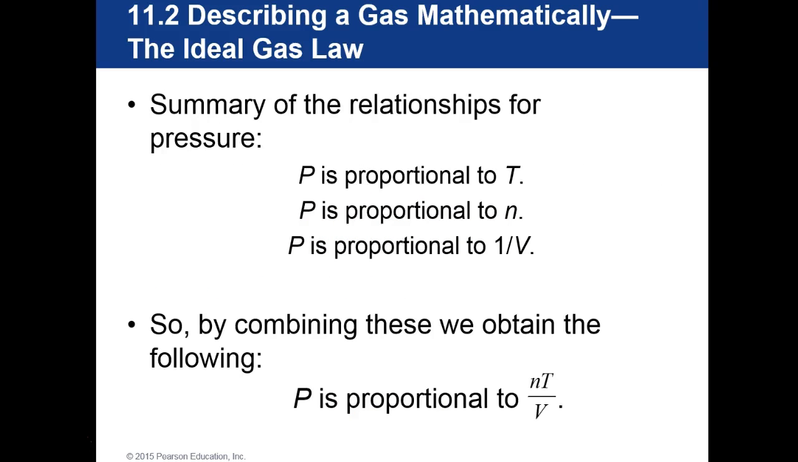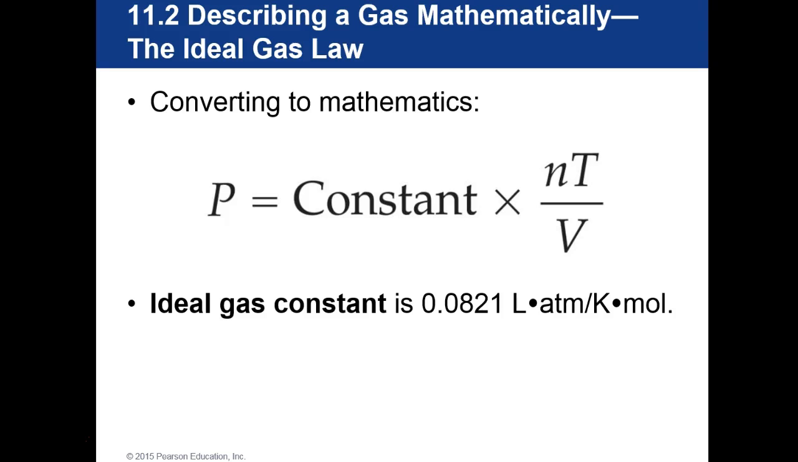So here's a summary of those relationships. Pressure is proportional to temperature, pressure is proportional to the number of moles, and pressure is proportional to 1 over volume. So combining these, pressure is proportional to nT over V. When we convert it to math, pressure equals a constant times nT over V.